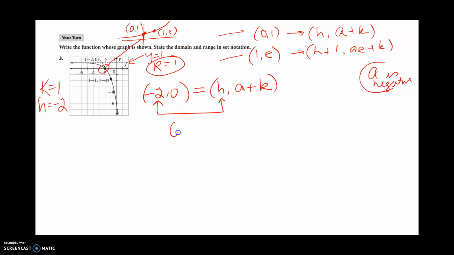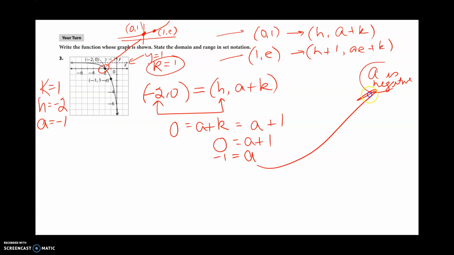Finally, I can say 0 equals a + k, which equals a + 1. 0 equals a + 1, so a equals -1. All right, well, that seems to work, right?